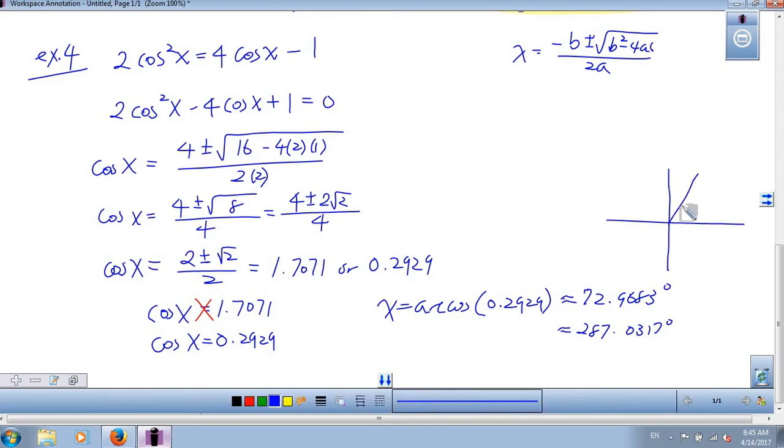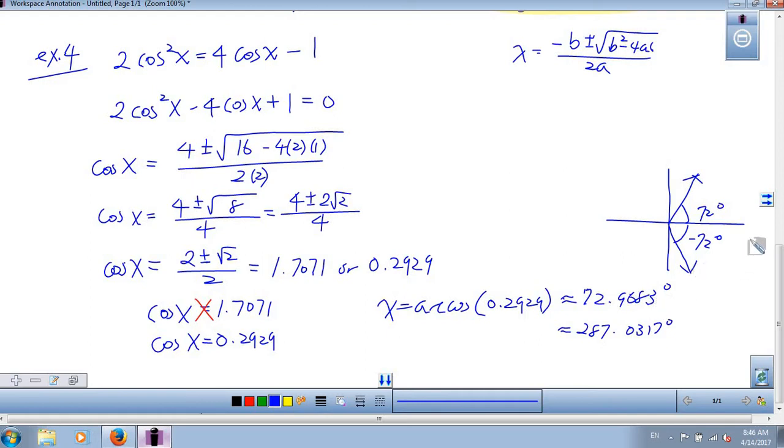So 72 degrees, this is 72 degrees, right? So it's approximately there. So this is my angle here in first quadrant. But I remember in fourth quadrant, there's also an angle here that has the same value of cosine, because cosine is positive in first quadrant and fourth quadrant. So this angle is basically the negative 72 degree angle, or negative 72.9683 degree.